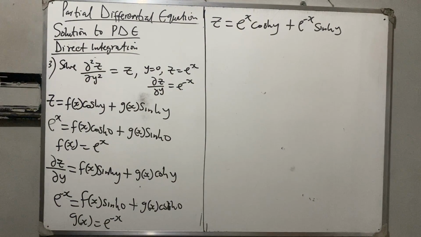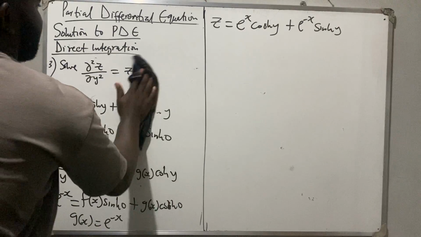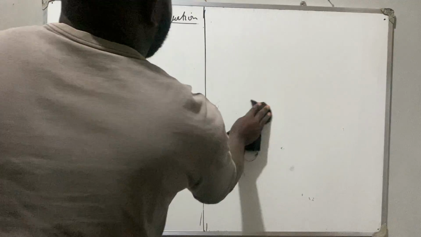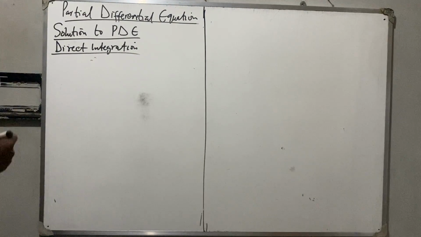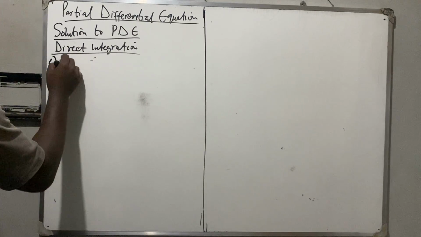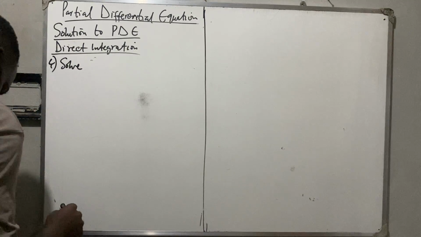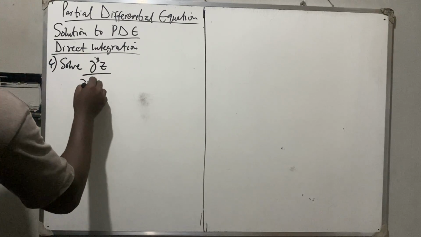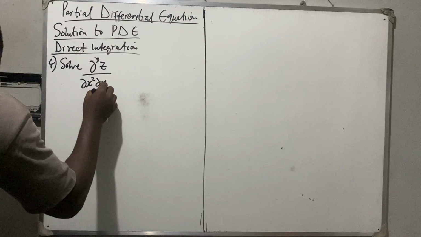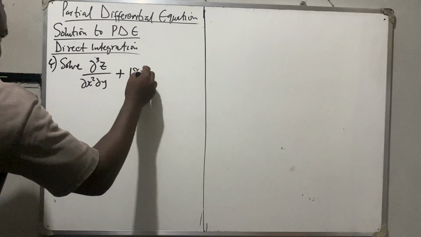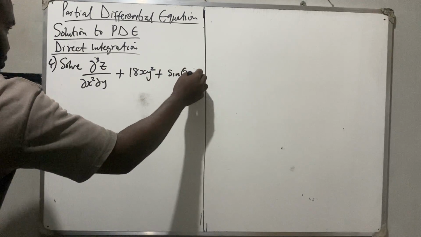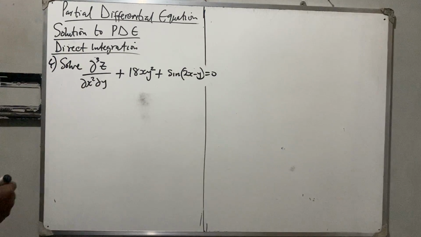Okay, so we'll solve the next example. Example 4 said we should solve by direct integration partial cube z over partial x squared partial y plus 18xy squared plus sine of 2x minus y is equal to 0. So we should solve this.